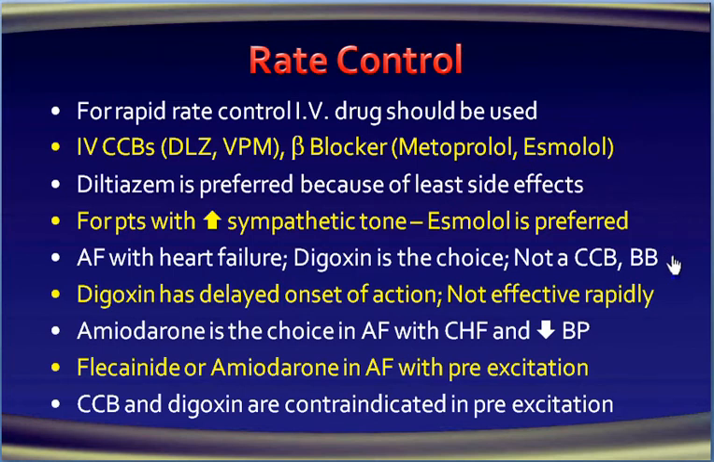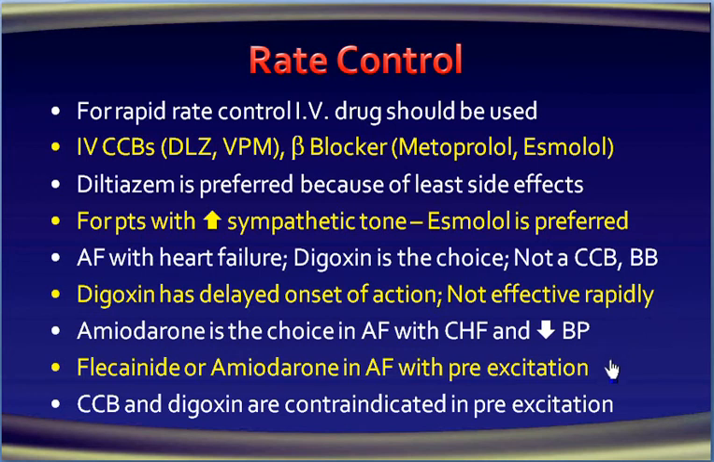In atrial fibrillation with heart failure, digoxin will be the choice, not a calcium channel blocker and not a beta blocker. Digoxin has a delayed onset of action, and it cannot be useful in an emergency situation. It is not effective rapidly. Amiodarone is the choice in atrial fibrillation with congestive heart failure and when the blood pressure is falling.